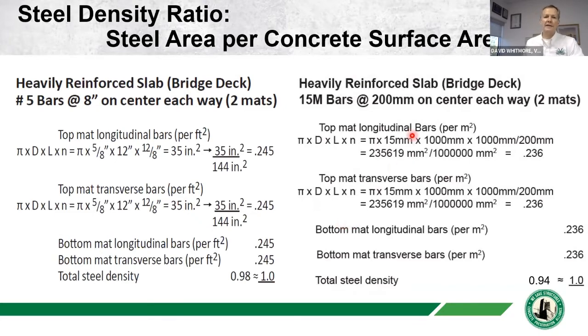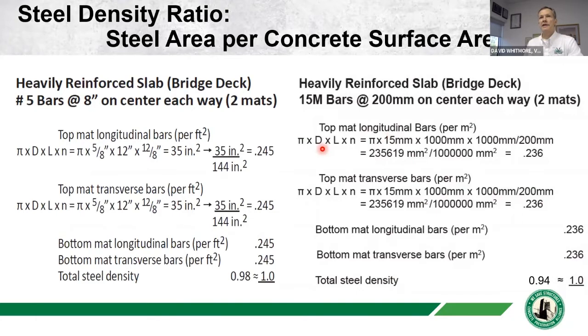If you look on the right-hand side of the example for the metric version of the calculations here, I have picked, just as an example, a heavily reinforced bridge deck slab. I've assumed that there are 15 millimeter diameter bars at 200 millimeters on center in each way, and that there are 2 mats, an upper mat and a lower mat of bars. To calculate the total amount of steel within a square meter of concrete, we're going to look at the top mat of bars in one direction. I picked the longitudinal direction first.